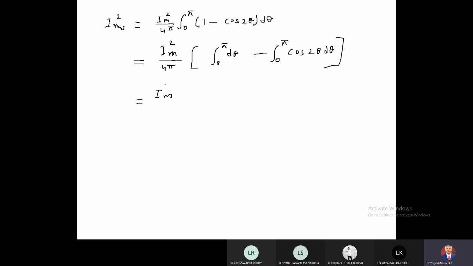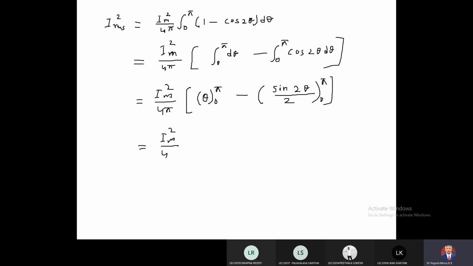So this can be written as Im squared by 4π, and this first term will be θ, limit is from 0 to π, minus this integral of the cos θ we have already done earlier, so it will be sin 2θ by 2 from 0 to π, right?